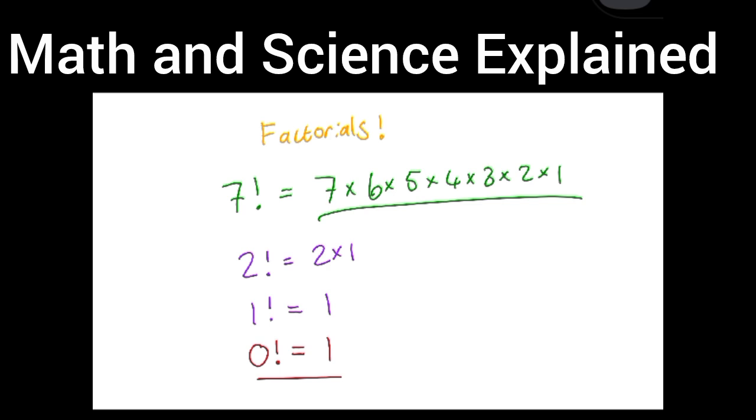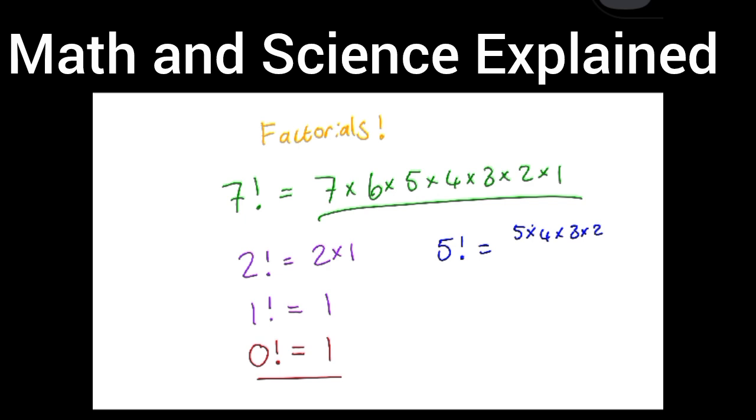And hopefully it's quite straightforward, but I'll do another example. So say we have 5 factorial. You can see that's going to be 5 times 4 times 3 times 2 times 1. And oftentimes we don't even write out this times 1 just because it's so redundant.